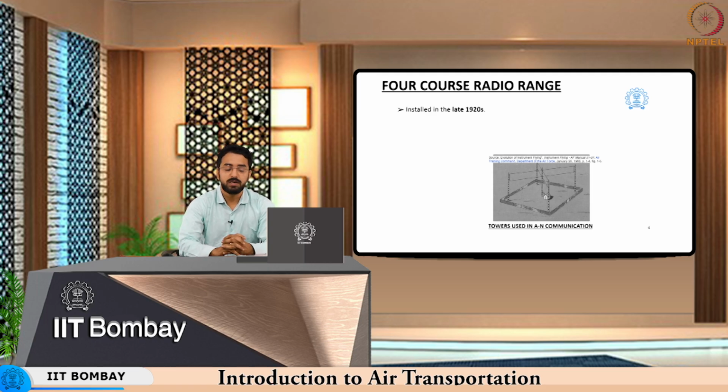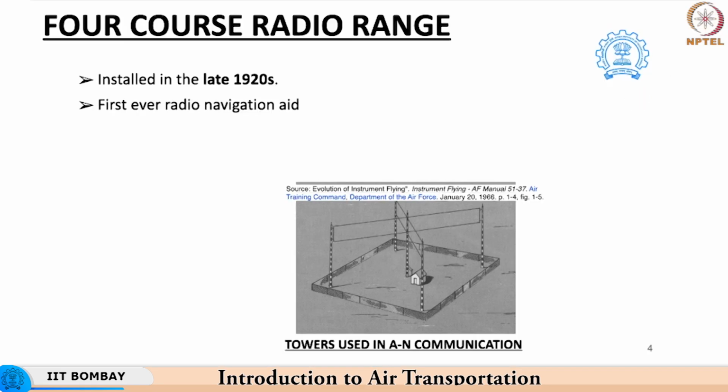Now, these were installed in the early 1920s. As I mentioned, it was during the preliminary phase of implementing radio navigation in aviation. These were subsequently used up till the 1950s on a very wide scale. In fact, these were found to be so crucial to air navigation that more than 400 such ground stations were installed all across the USA and Canada.